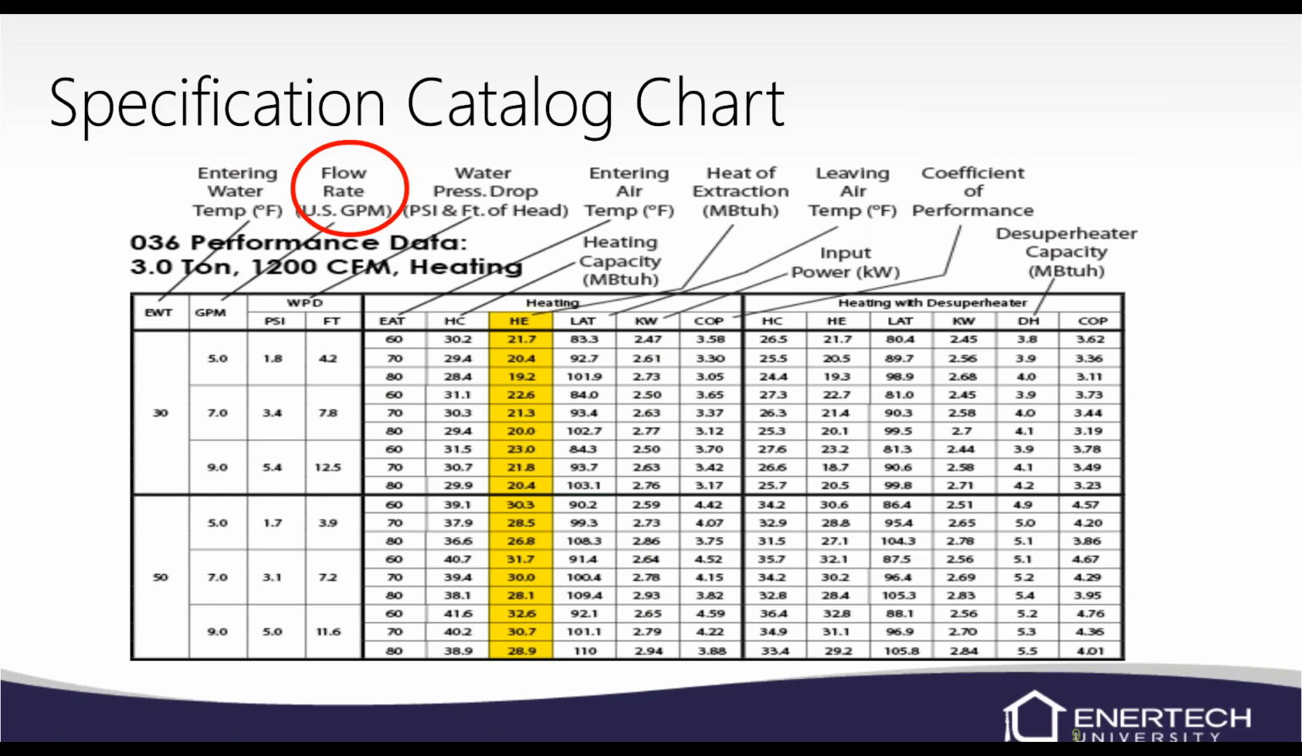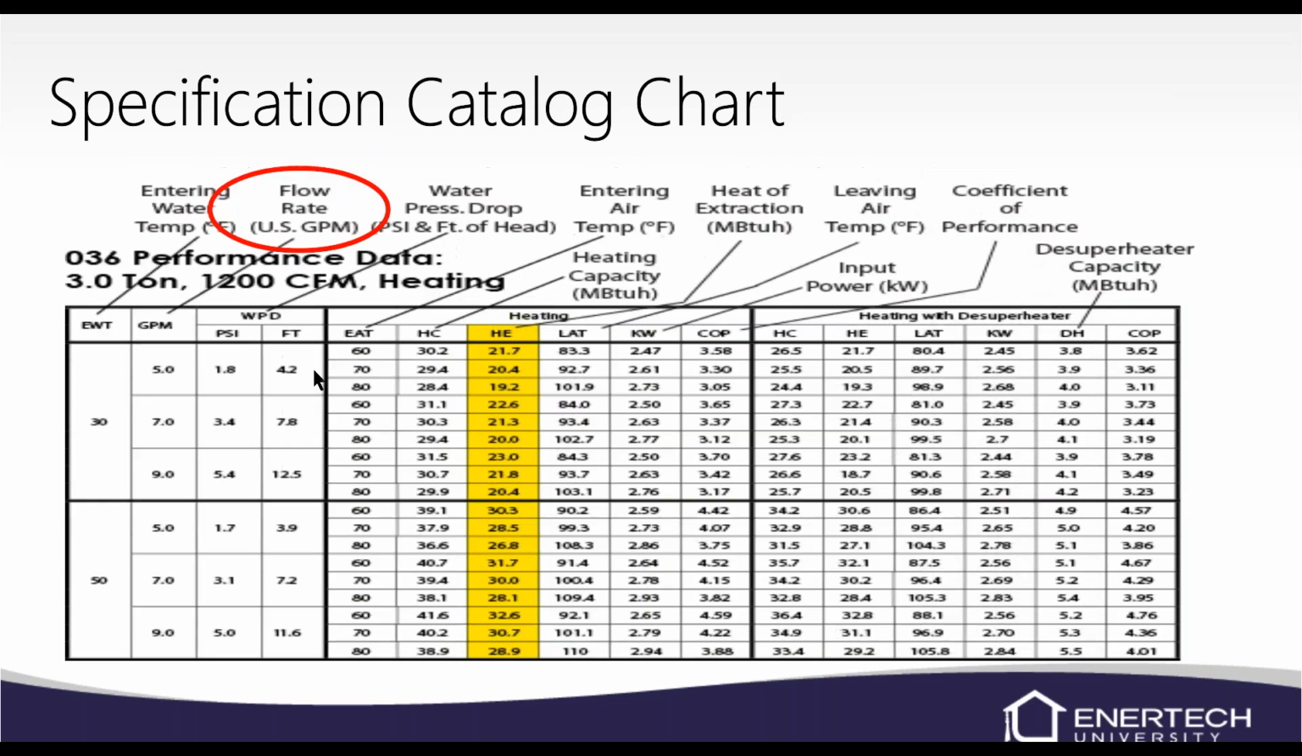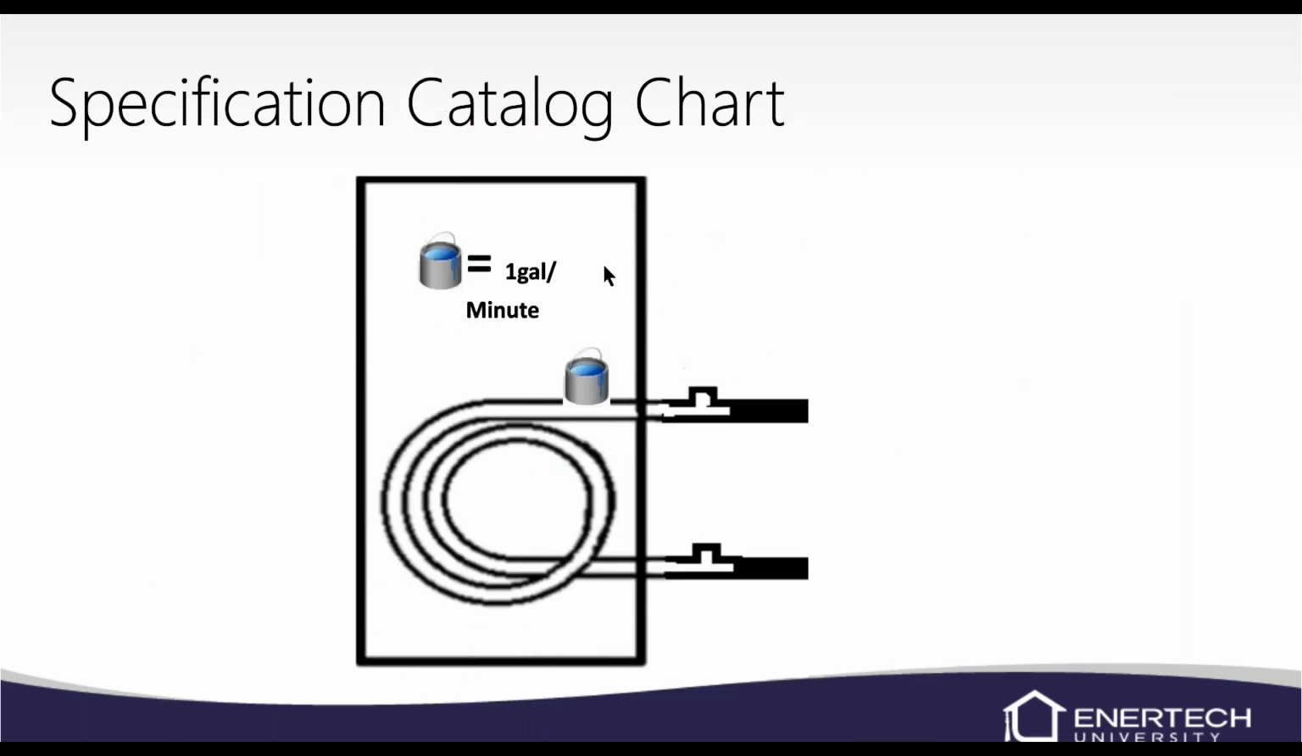This feed ahead is calculated by taking the PSI times 2.31, and we use this feed ahead when we're sizing pumps for the flow center on the unit. That's the pressure drop, or the feed ahead through the heat exchanger and through the unit, basically. So again, GPM is just that, how many gallons per minute we're moving through the heat exchanger.